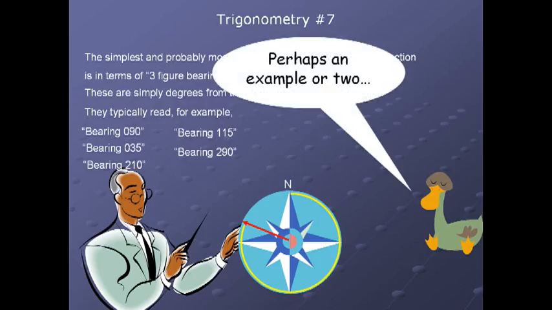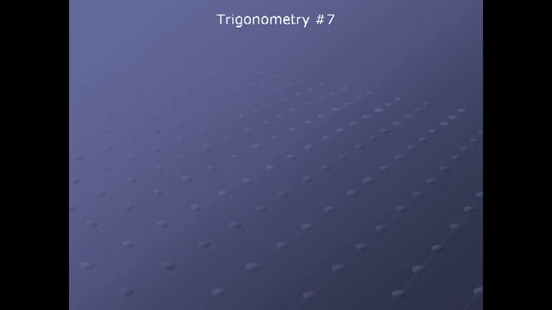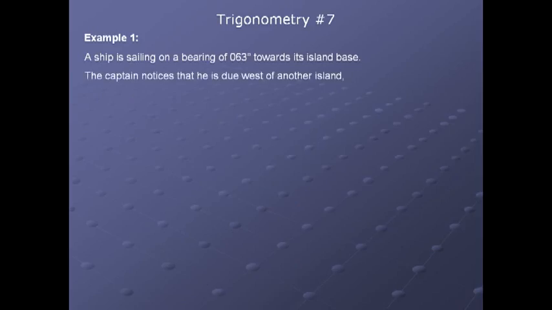Perhaps an example or two. Example 1. A ship is sailing on a bearing of 063 degrees towards its island base. The captain notices that he is due west of another island that he knows is 46 kilometres due south of the base island. How far away is he from the base?